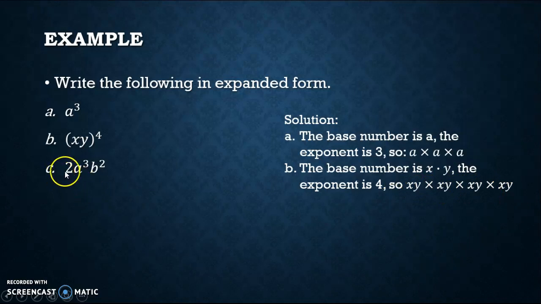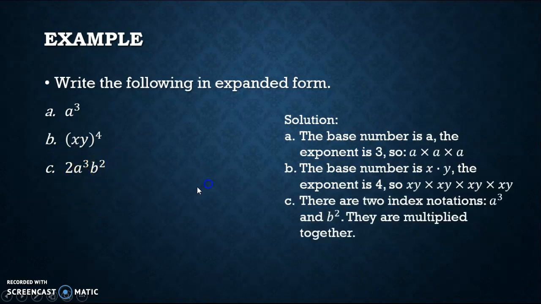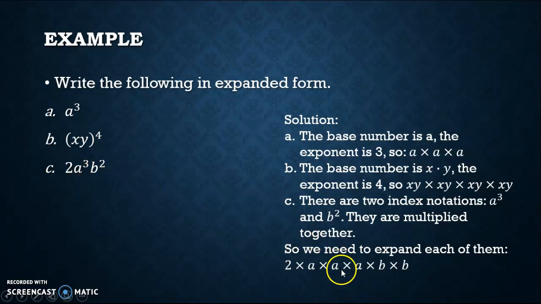For c, it is 2 times a to the power of 3 and times b to the power of 2. That means both a and b are our bases here, but a is raised to the power of 3 and b is raised to the power of 2. Therefore, when they are multiplied together, they become 2 times a times a times a times b times b.